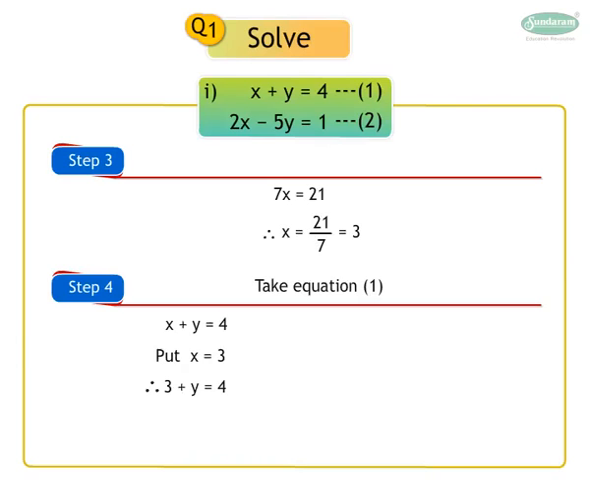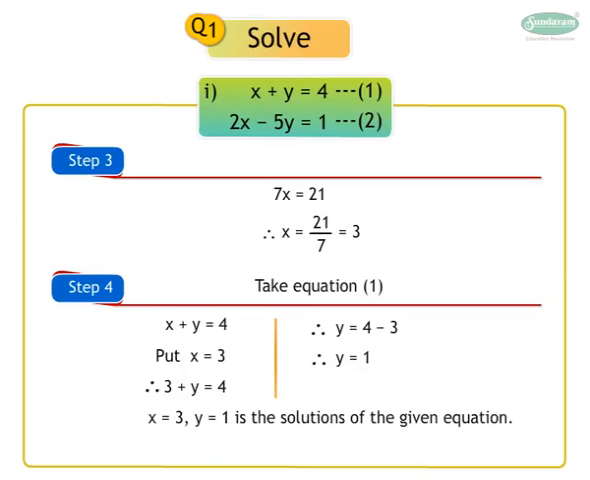Therefore, 3 plus y is equal to 4. Therefore, y is equal to 4 minus 3. Hence, the value of y we get is 1. So, x is equal to 3 and y is equal to 1 is the solution of the given equations. As an ordered pair, we write it as (3, 1).